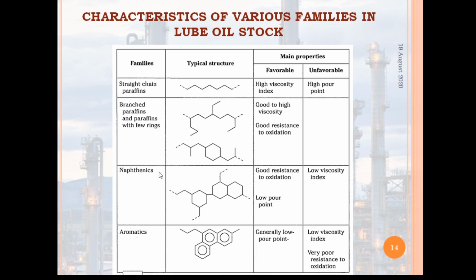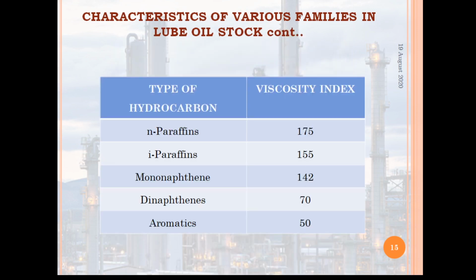Some lube oils contain straight chain paraffins, some contain branched paraffins or paraffins with few rings, and some contain the naphthenic part or the aromatic part. So each has some favorable and unfavorable characteristics. Now these are the different types of hydrocarbons which have different viscosity indexes. So these are the families of the lube oil stocks.